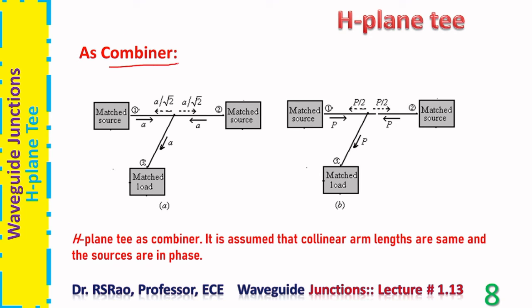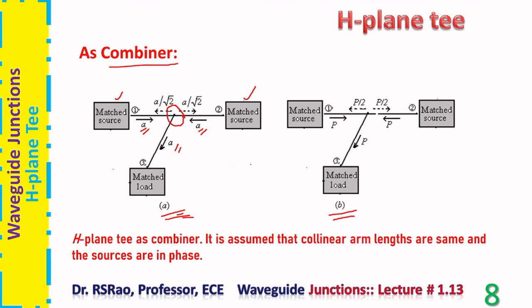H-plane T as combiner is illustrated in this slide. Two diagrams are here, A and B. In A, two matched sources are connected to the collinear arm ports of the T. Let us say they are giving out waves whose amplitudes are the same and equal to A. Then these two waves enter the junction region and scatter into three waves: one wave towards port 1, one towards port 2, one towards port 3. Waves towards ports 1 and 2 are equal in amplitude, which is A by root 2, whereas the wave towards port 3 exhibits an amplitude equal to A.